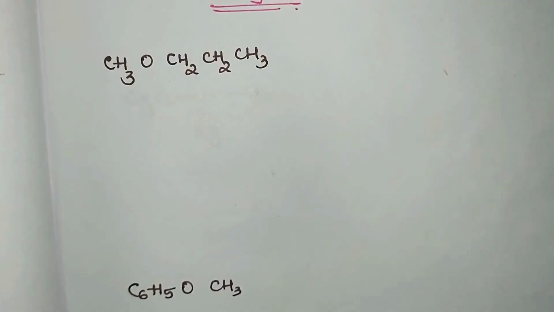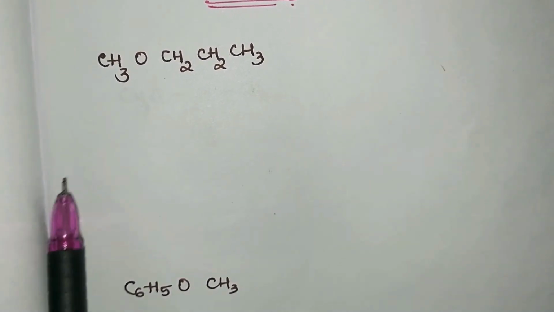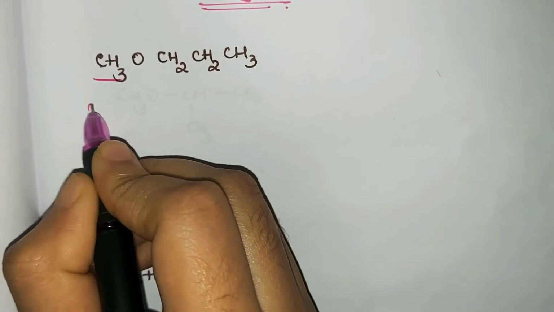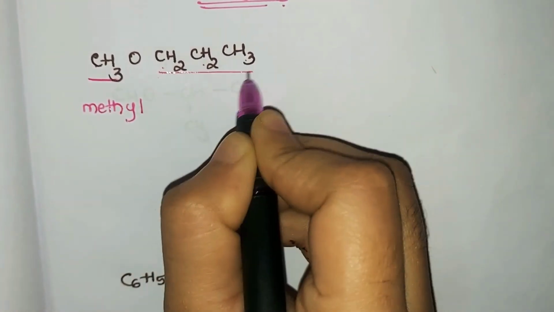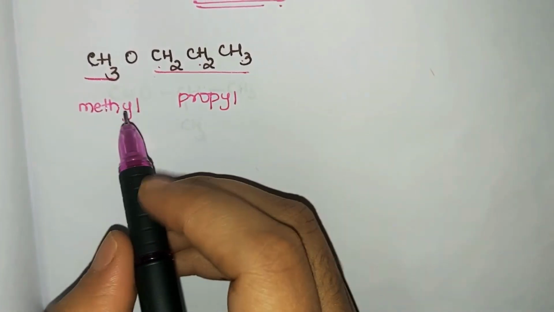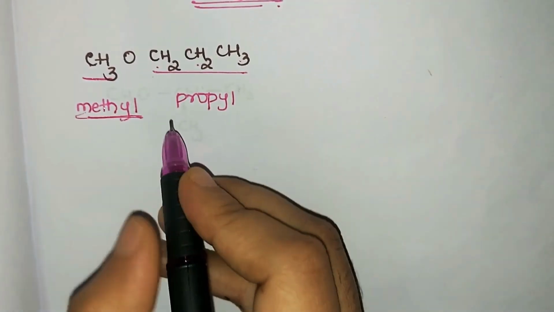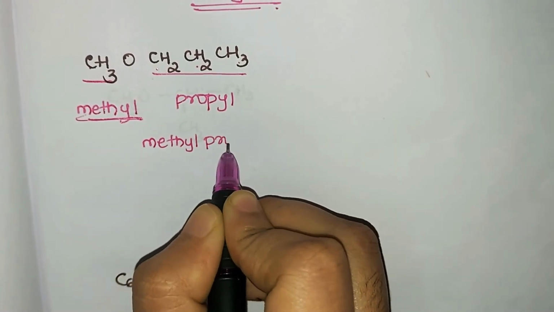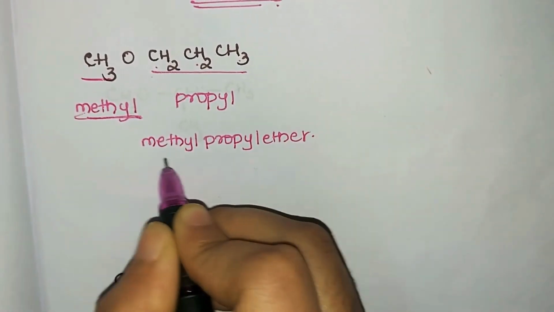So consider the next example. You have CH3OCH2CH2CH3. What do we observe here? On one side you have a methyl group, and on the other side of oxygen you have three carbon atoms, so it becomes a propyl group. Alphabetically, M comes first. So what will be the name here? Methyl propyl ether. Why methyl first? Because alphabetically M comes first.